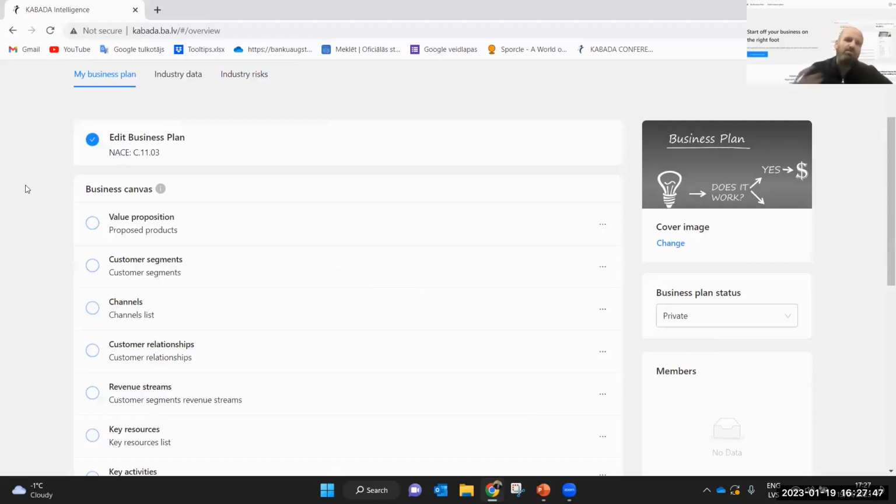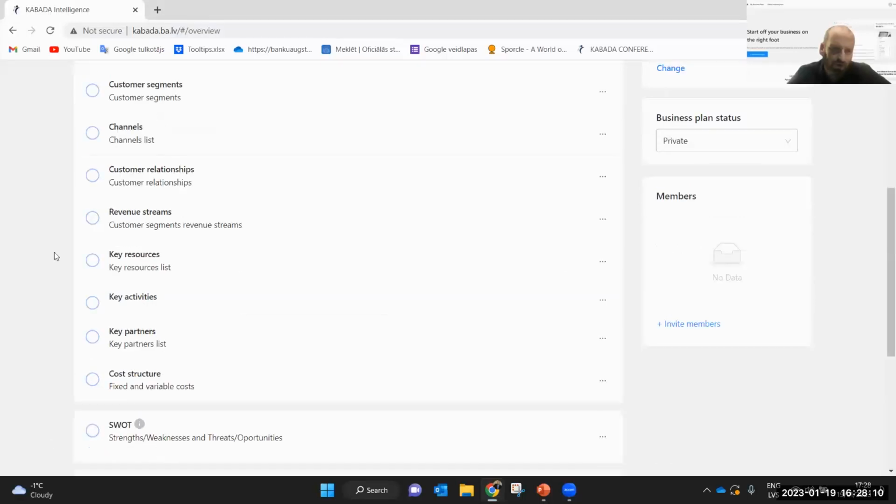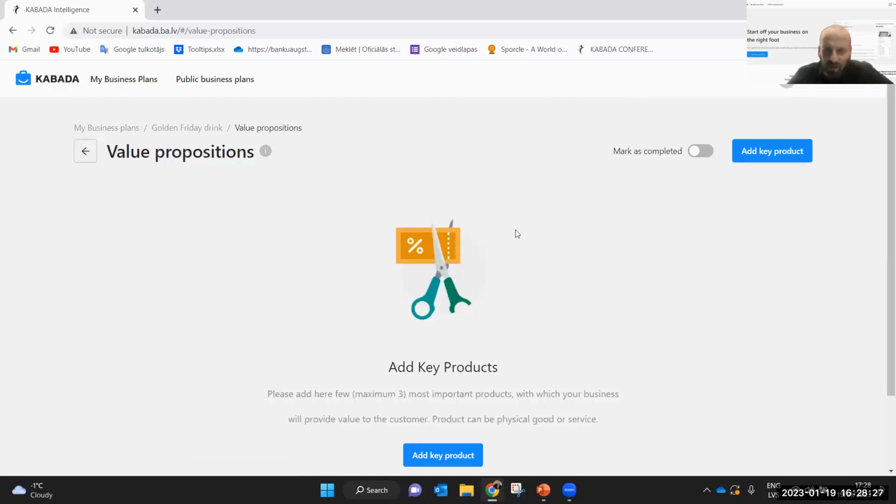But now we have to move on to creating your business model, which is actually the essence of a business plan. We use the business canvas model developed by Alex Osterwalder, and we can see how it works. We will not be able to go through all nine blocks of it, but at least through some of them. So let's start with a value proposition, which actually means what your product will be, what you will offer to the market. Let's open this part and we see value propositions.